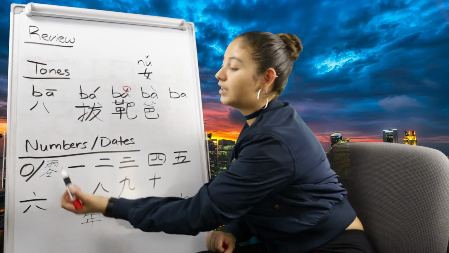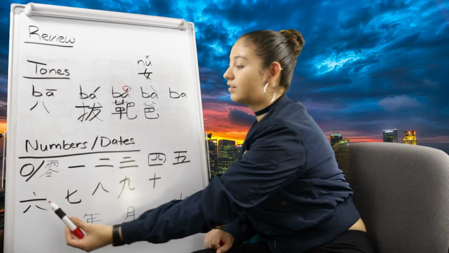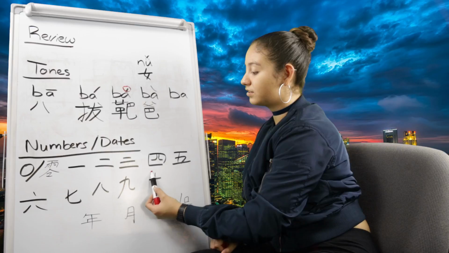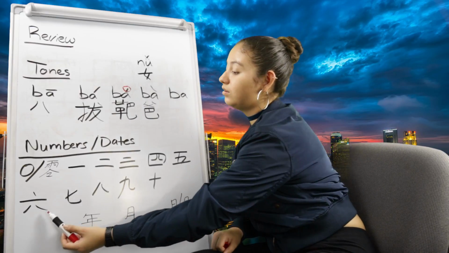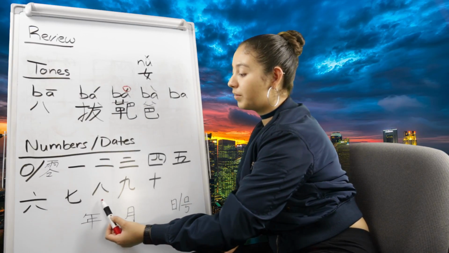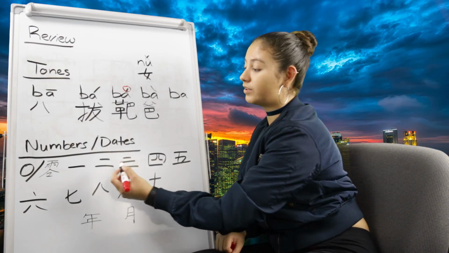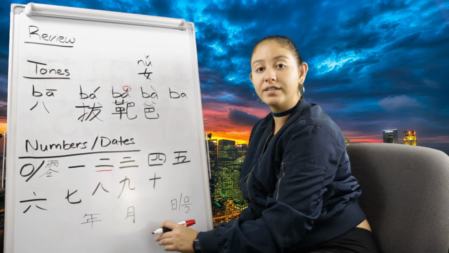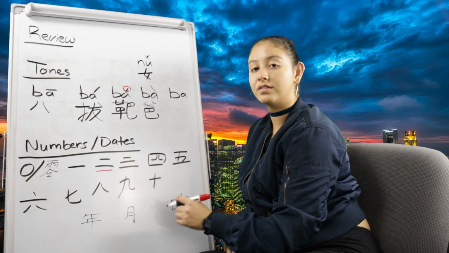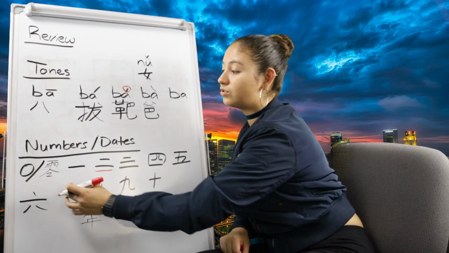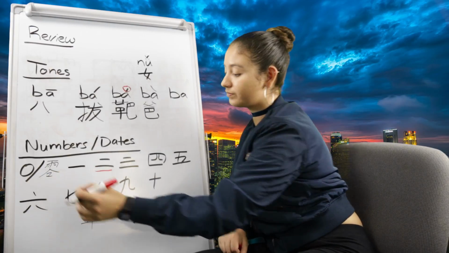Here we have 0, 0. Then we have 1, 2, 3, 4, 5, 6, 7, 8, 9, 10. Remember, with 2, there are 2 ways to say 2. You can either say 2 or 2, and then there are also 2 ways to write 0.